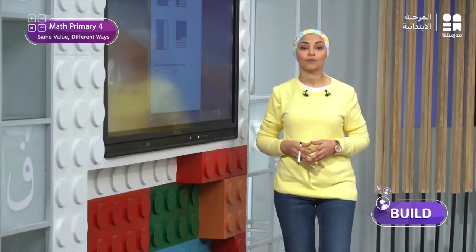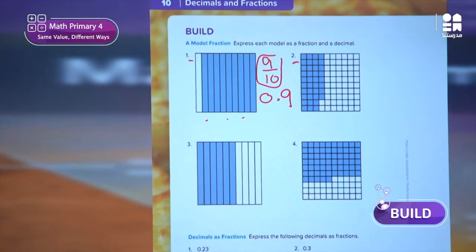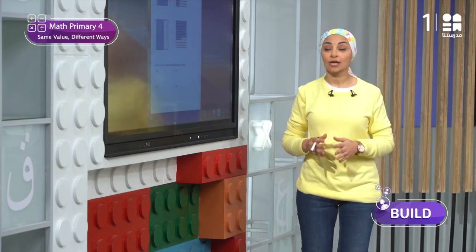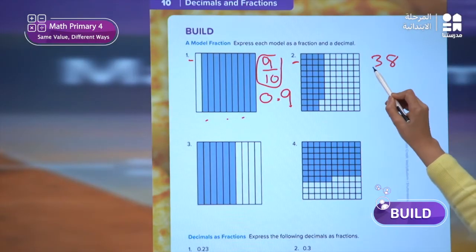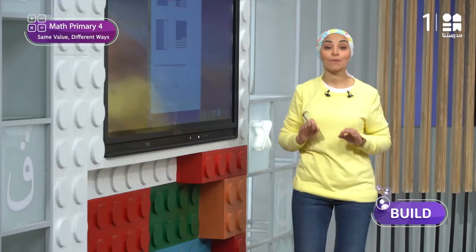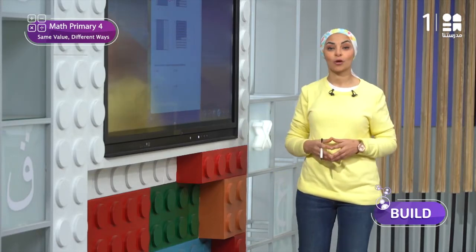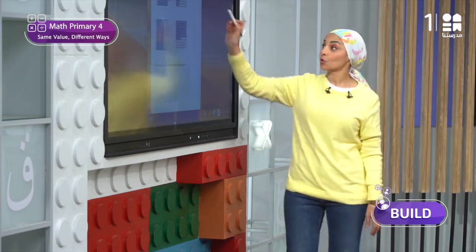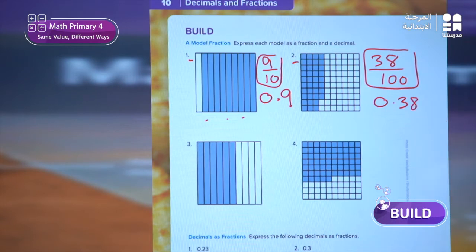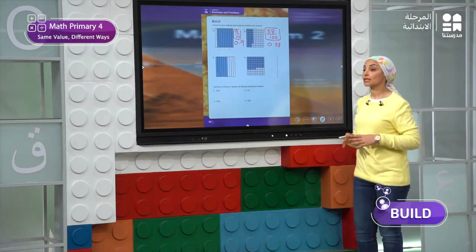Let's see the second problem. Here we have a model, but this time the model consists of 100 squares with 38 shaded pieces. Let's write this as a fraction. 38 shaded means 38 in the numerator. What about the denominator? Denominator means all the parts. So I have 100 parts. So my fraction is 38 out of 100. Using the same method I used to solve the first problem, I will write the decimal as what? Not all of them are shaded, the denominator is 100, so the decimal is 0.38, 38 hundredths. And that's because the denominator is 100.